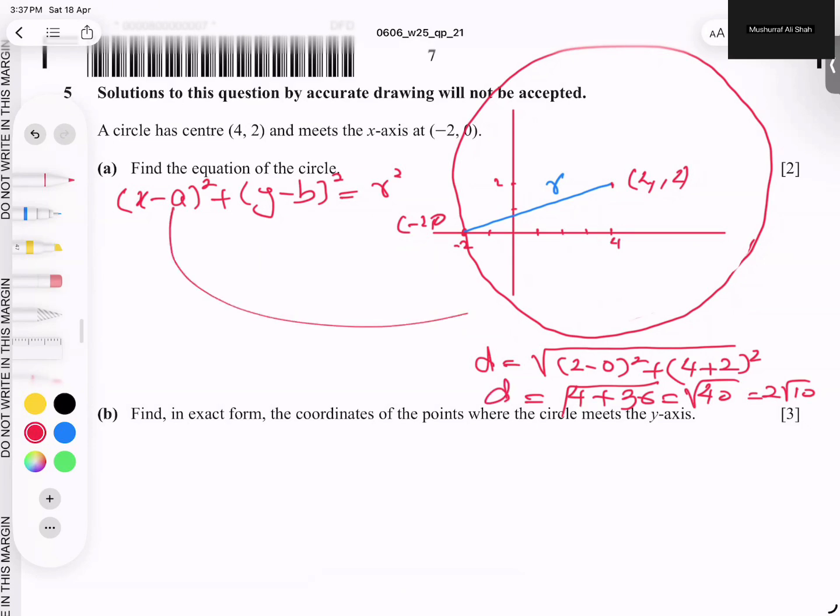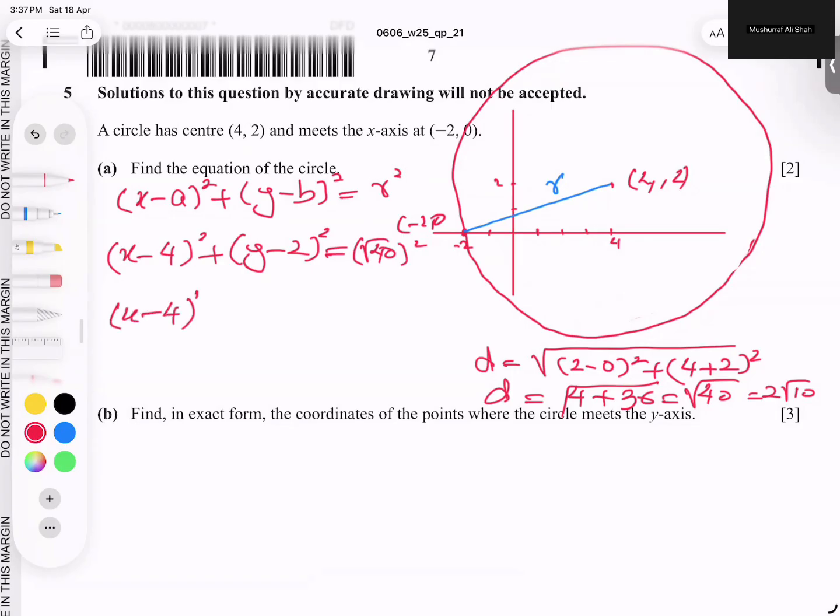So what is the a value? 4. What is the b value? 2. And what is the radius? I can see. So I got (x - 4)² + (y - 2)² = (root 40)². No need to expand the bracket, we can leave it as it is. Some options are also available to expand the bracket, but don't waste time. And this is our equation of the circle. So the first part is completely done.